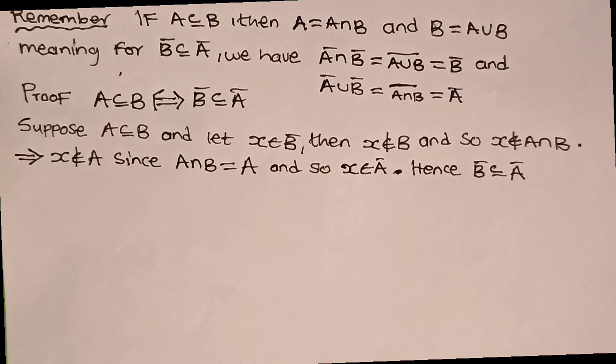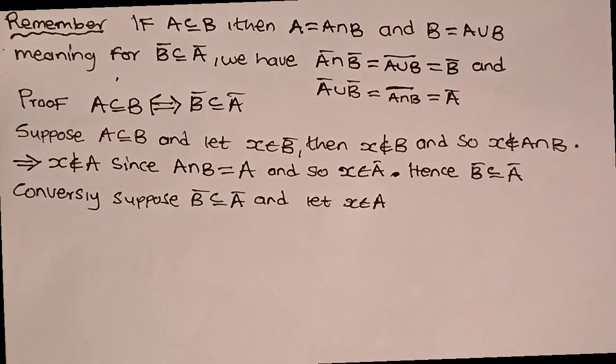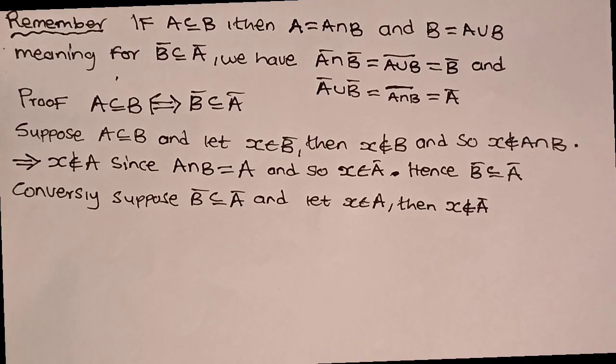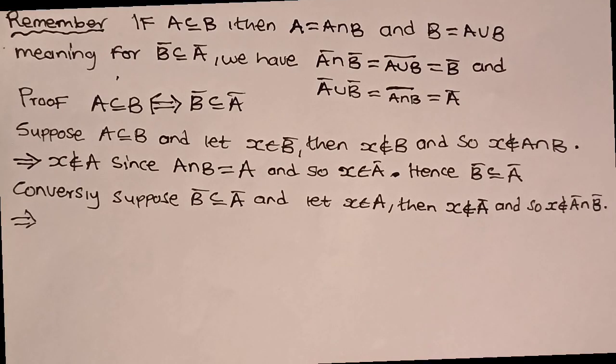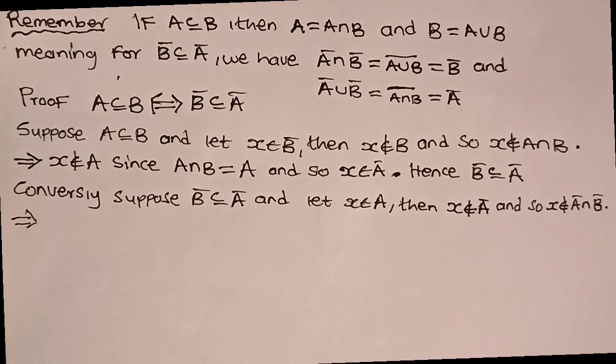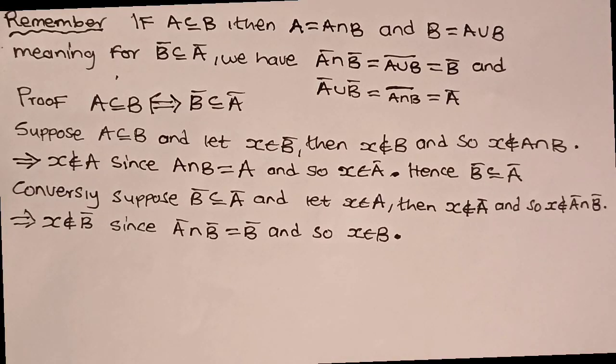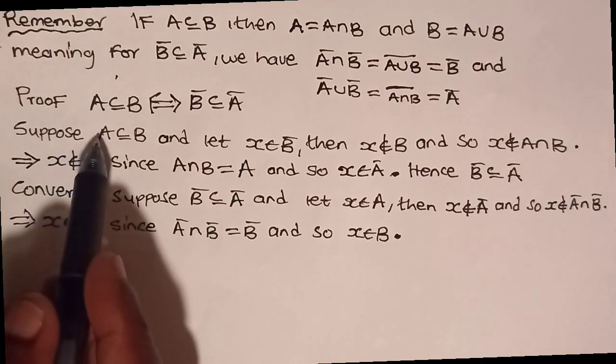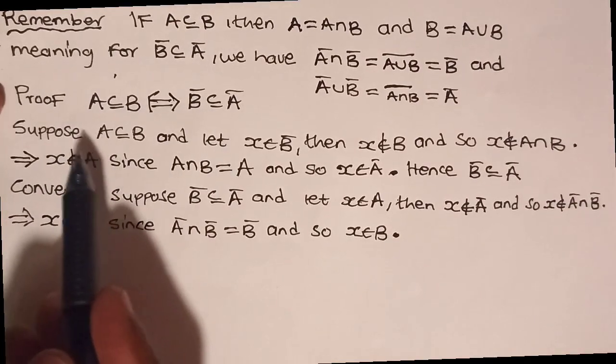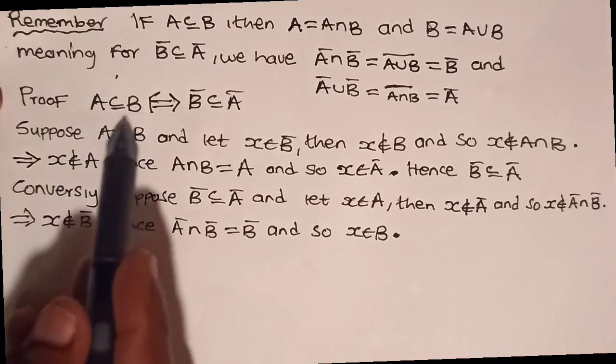Conversely, suppose B complement is a subset of A complement, and let X be in A. Then X is not in A complement, and so X is not in A complement intersect B complement. This implies that X is not in B complement, since A complement intersect B complement is B complement, because B complement is a subset of A complement. And so X is in B since it's not in B complement. Hence, A is a subset of B, because we were able to show that, supposing B complement is a subset of A complement and we let X be in A, X will be in B.